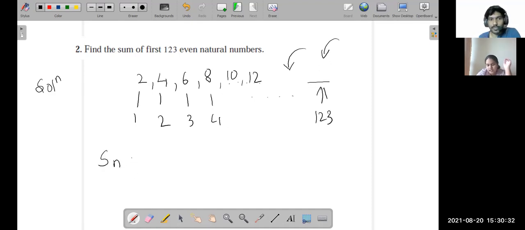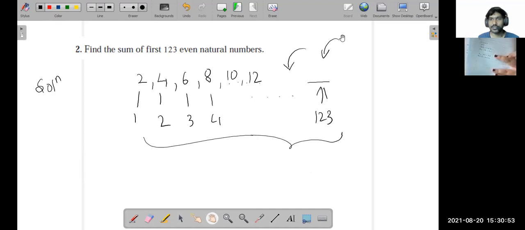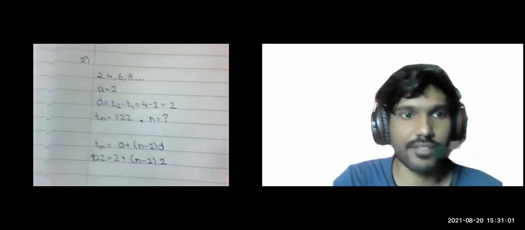So you have to use the Sn formula. Should I cancel this? Yes, cancel it. We'll be needing A, D, and n. We know n: total, how many even numbers do we require? I should just cancel these two lines, the ending two lines, right? Yes. And cancel that Tn equal to 122, that also.